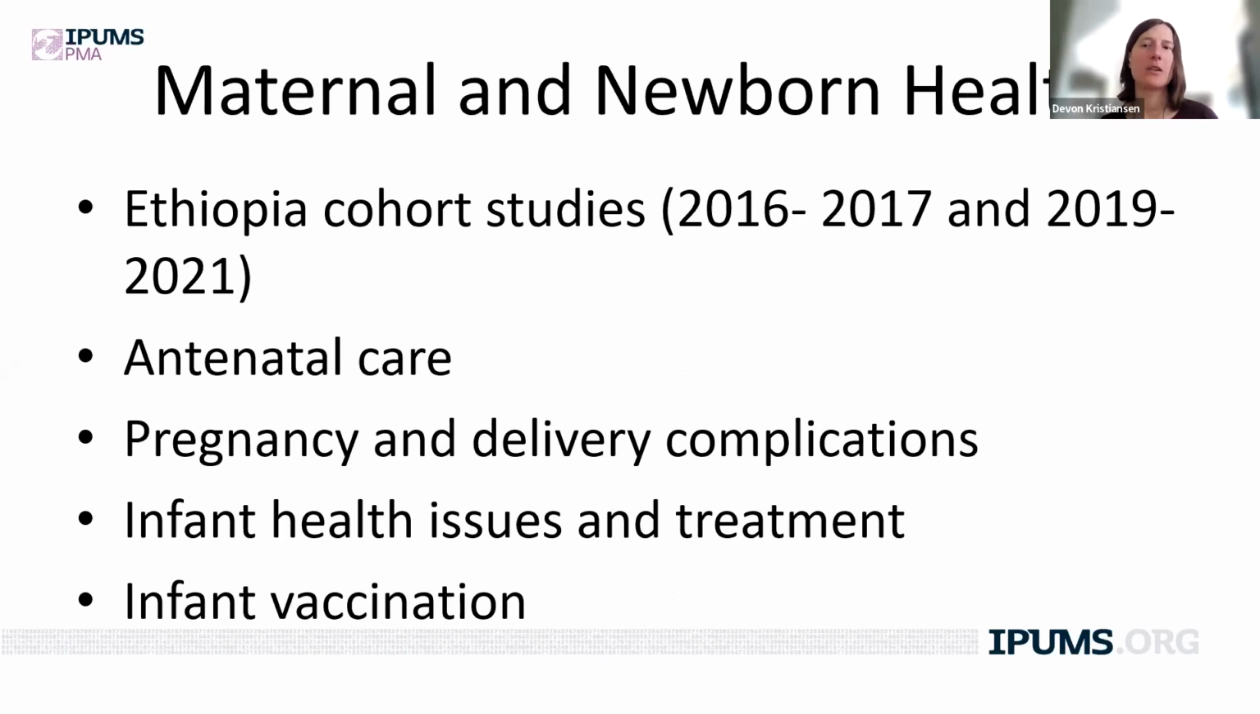And a different type of panel data that PMA has is in Ethiopia. So there have been 2 cohorts that have been released thus far. They do some sampling to find pregnant women, and then they follow up with her several times, up to about a year. They ask questions on the antenatal care that they had before their delivery. They ask questions on her pregnancy or delivery complications, whether the infant has health issues like a cough or anything like that, and also whether they sought treatment for these issues for their infant. They also ask questions about vaccination.